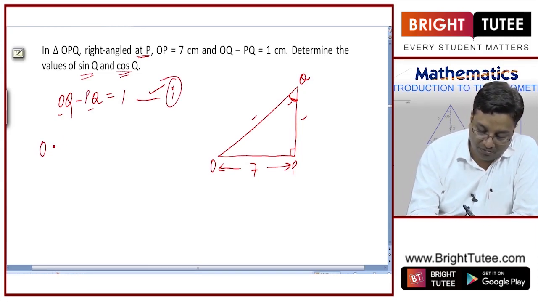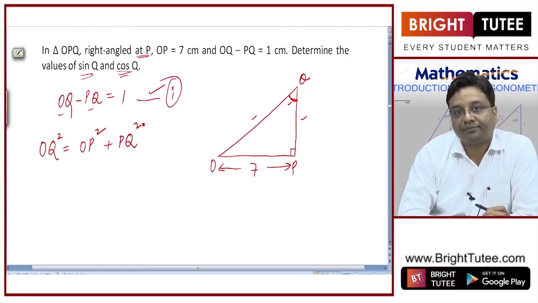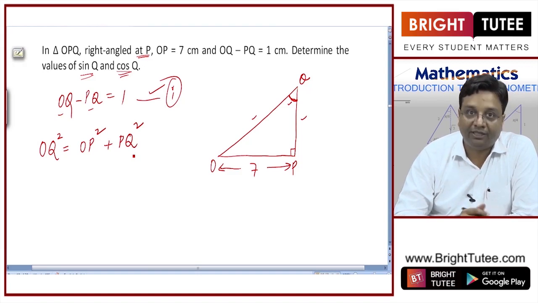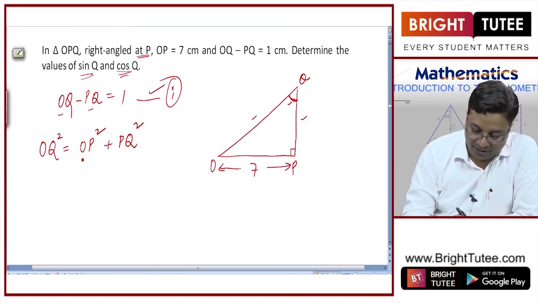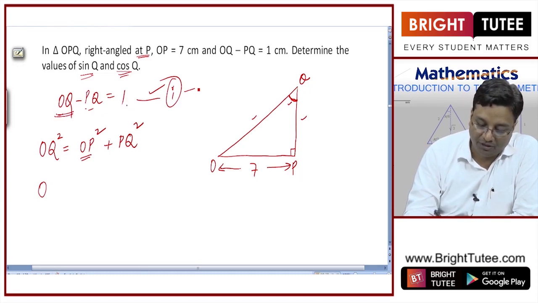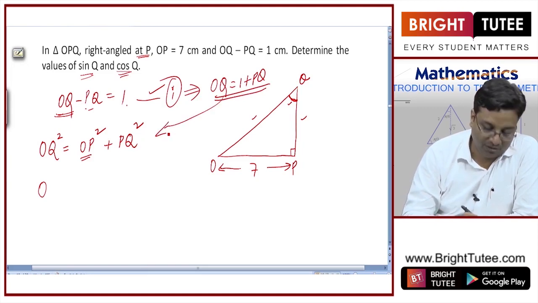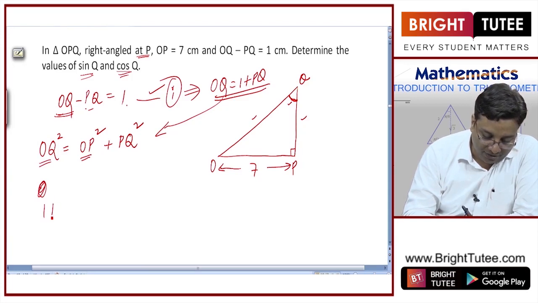So by using Pythagoras theorem, we can say OQ square is equal to OP square plus PQ square, right? This is what the Pythagoras theorem says. Now OP square is already known. OQ from this equation can be written as 1 plus PQ, right? From equation 1, I can say OQ is equal to 1 plus PQ. So let's use this one here in this equation. So I can write this OQ as 1 plus PQ, and now square it.